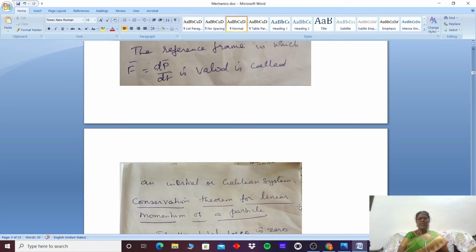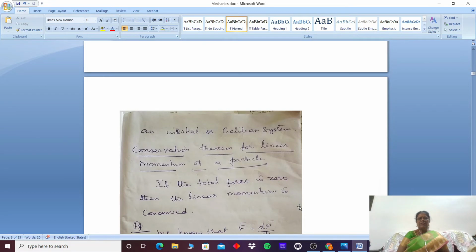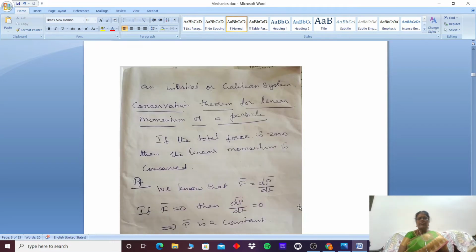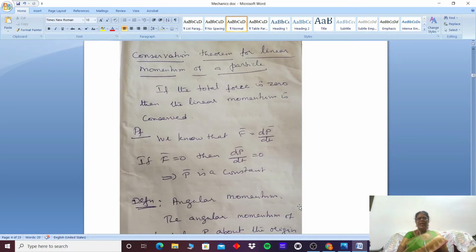Now we shall see what is the conservation theorem. Here the conservation theorem means that the function will become a constant. So that is given by the conservation theorem for linear momentum of a particle. If the total force is 0, then the linear momentum is conserved. That is the statement. Now we know that the force can be given by dp by dt, and here the statement of the theorem is the total force is 0. So we have to consider the force as 0.